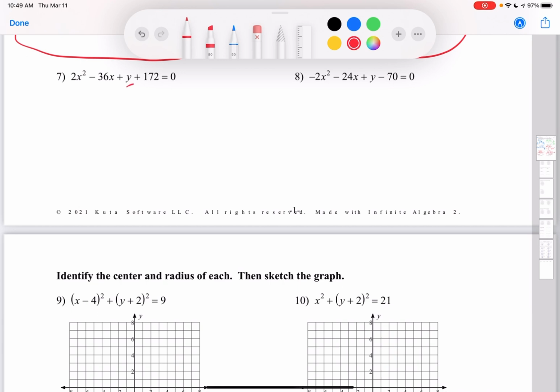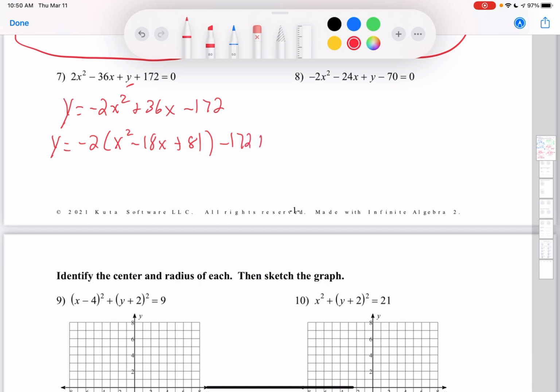So we've got a single y there. So y is equal to negative 2x squared plus 36x minus 172. So y is equal to, going to take out a negative 2. That leaves me with x squared minus 18x, since I'm taking out a minus 2. Half of 18 is 9, so plus 81. Minus 172 plus, I've actually put in negative 162, so this is going to be plus 162. So our equation: negative 2 times x minus 9 squared minus 10.